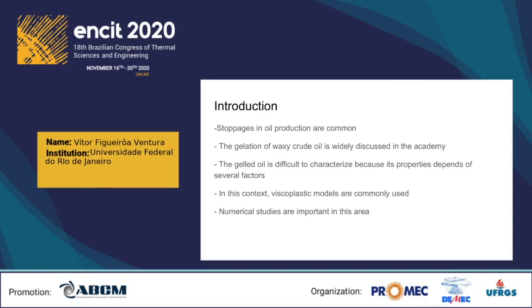Stops are very common in oil production. They can be due to emergencies or due to maintenance. In the case of waxy crude oil, the oil passes through a process of gelation, and this gelled oil is very difficult to characterize because the properties depend on a lot of factors like initial temperature, final temperature, shear rate and others. In this context, viscoplastic models are commonly used.